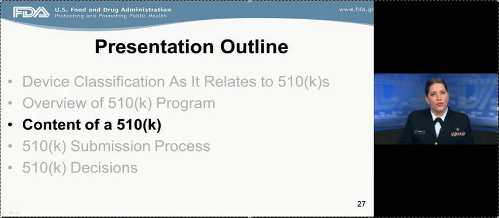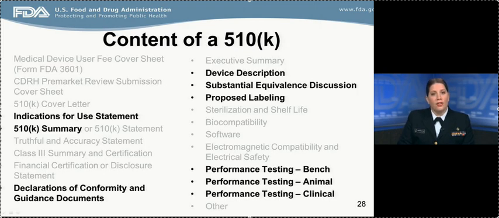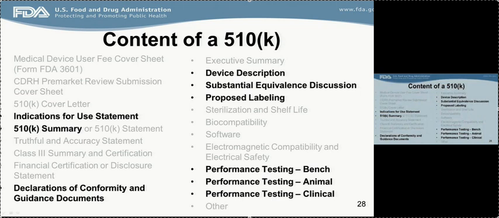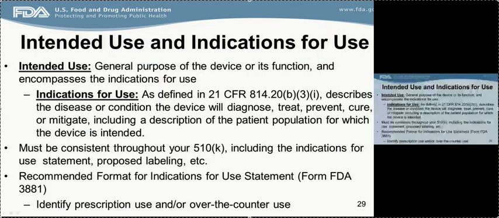Next, let's talk about the content of a 510(k) and what should be submitted in your 510(k). On this slide, I have provided you with various bullets on what should be included in the content of your 510(k). There are various administrative requirements, certain forms, and cover letters, but specifically during this talk, we're going to go over the highlighted aspects in more detail. Let's first start off by talking about the intended use and the indications for use. The intended use is the general purpose of the device or its function and encompasses the indications for use. So the intended use is the broad term, and indications for use is encompassed within the intended use.